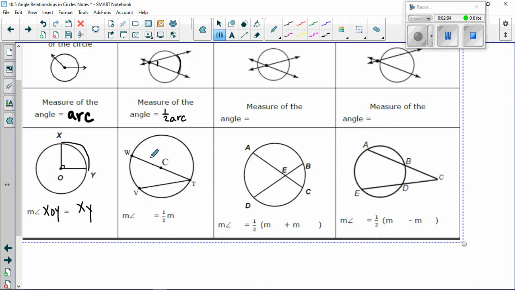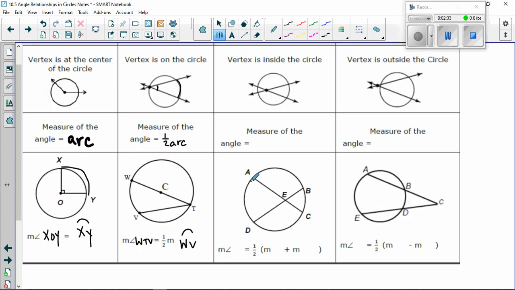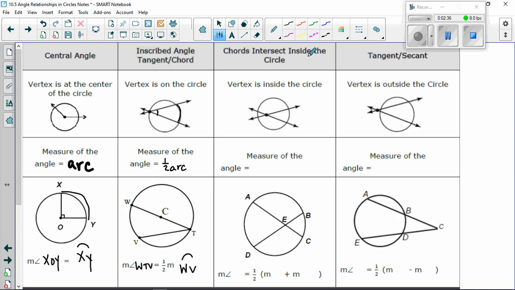So in this case, angle WTV, sorry, I wrote a Y, WTV, is equal to half of the measure of arc WV. So the new one we're going to look at is when the chords intersect inside the circle.